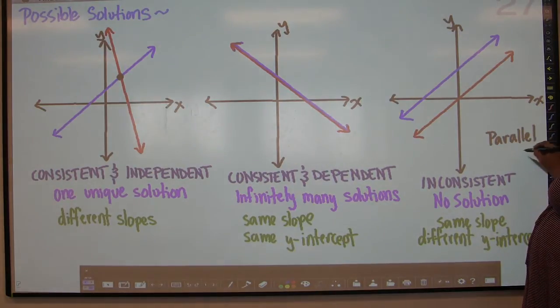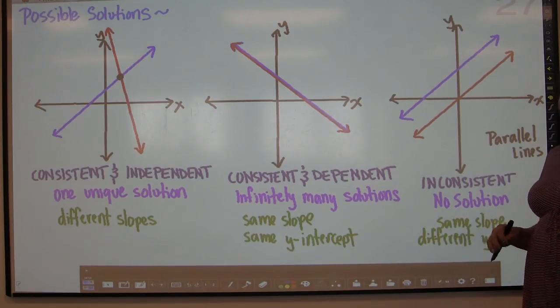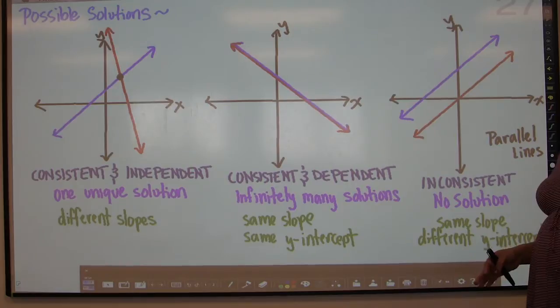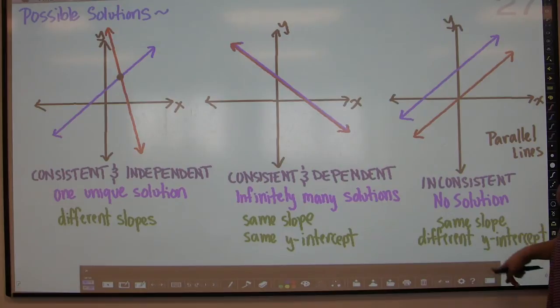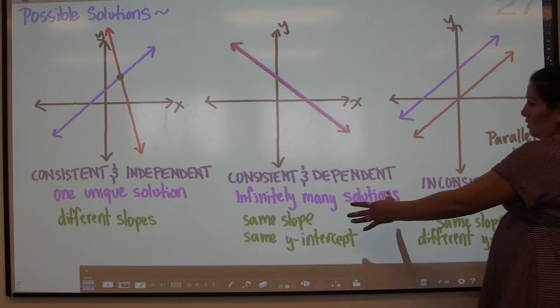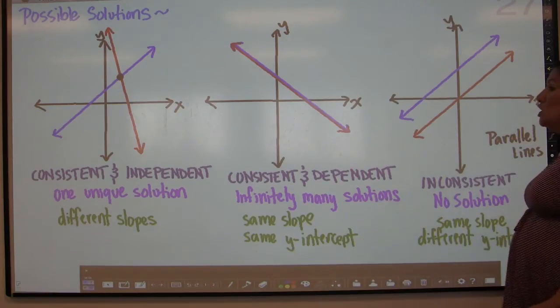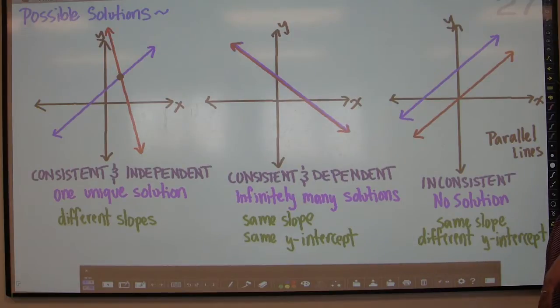These are parallel lines. And so we said earlier that the solution to the system is the point where the lines cross. Well, parallel lines never cross. So in that case, you would have no solution. The system is called inconsistent, so we have these two parallel lines here. And the equations would look like same slope, but different y-intercepts, unlike this one where the same slope and the same y-intercept. So those are the possible solutions that you can have.